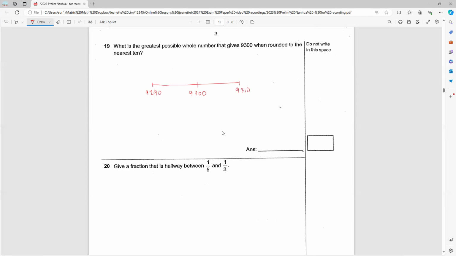So the greatest possible whole number will fall somewhere in the middle. Identify where the middle is first. This is 9,305. The largest possible number is not 9,305, but just before that, because 9,305 is going to round up to 9,310, and we want it to still round back to 9,300. So it's 9,304.